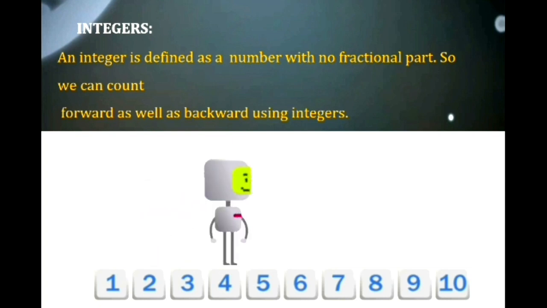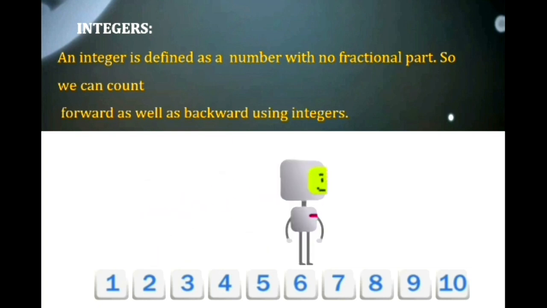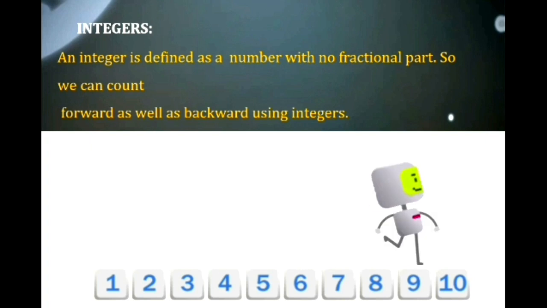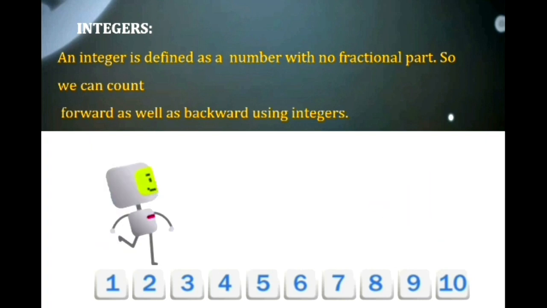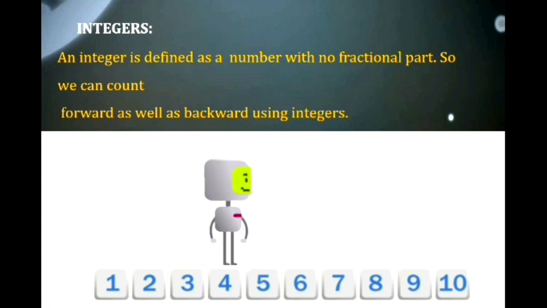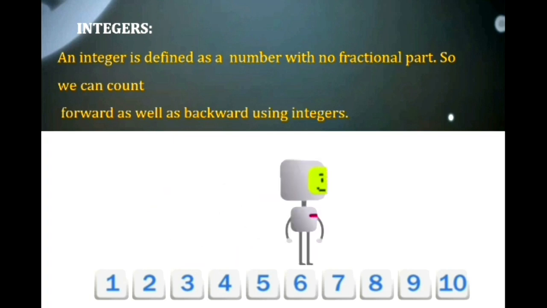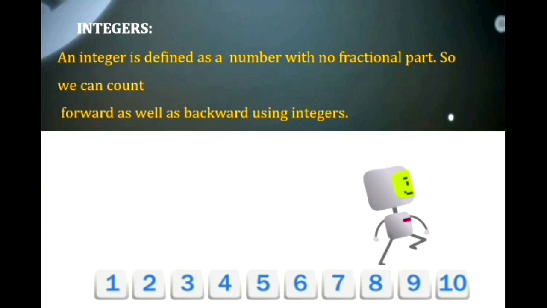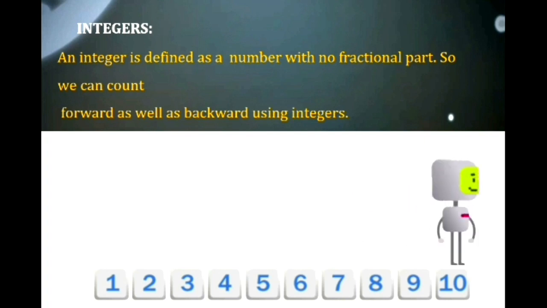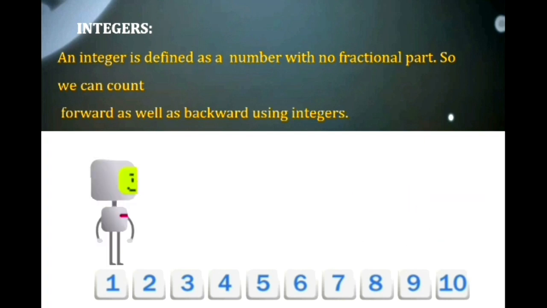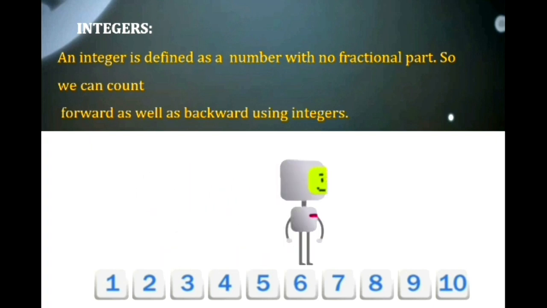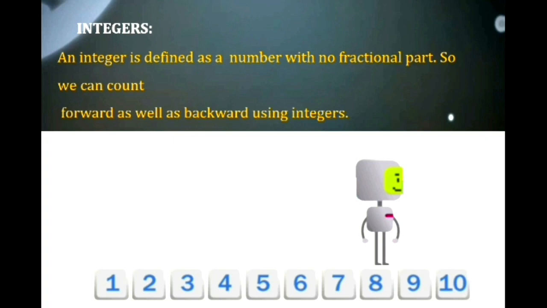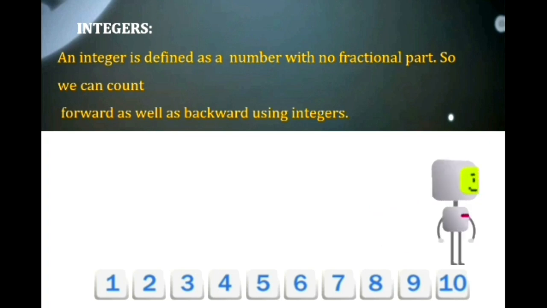An integer is defined as a number with no fractional part, so we can count forward as well as backward using integers. We don't have fractions in integers. Either it is a positive integer or a negative integer or a 0, but it has no fractional part, which means we can count it forward, that is 1, 2, 3, 4 and so on, and backwards, that is minus 1, minus 2, minus 3 and so on.